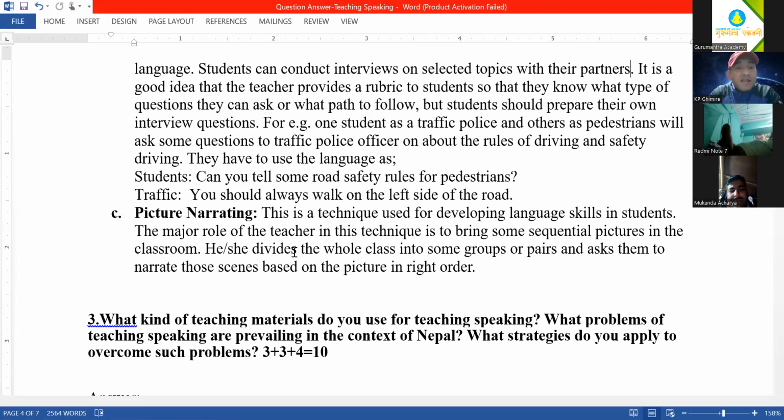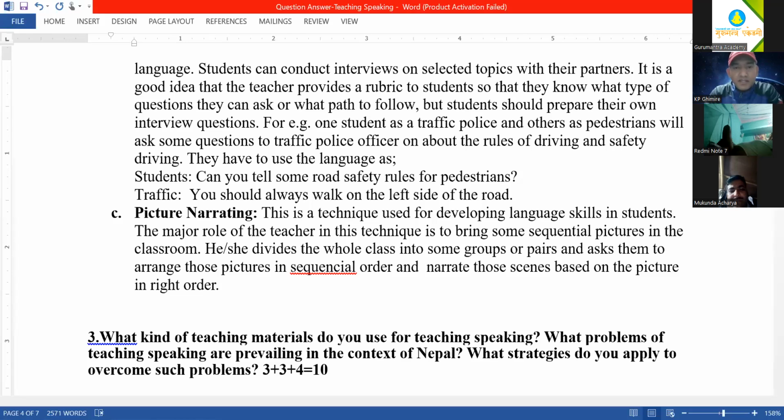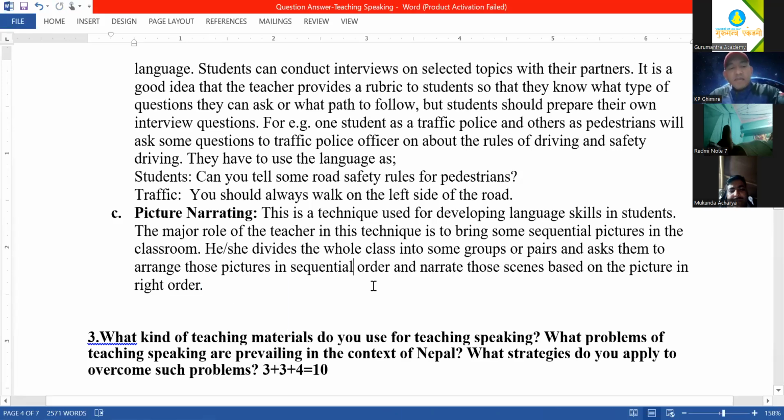So in the classroom, the teacher has to divide the whole class into different groups or pairs and ask them to narrate those scenes based on the pictures in the right order. Divide the whole class into groups or pairs and ask them to arrange those pictures in sequential order and narrate those scenes based on the pictures they have kept in the right order, like this. For giving an example, there should be some pictures or something like that. No need to give examples here.